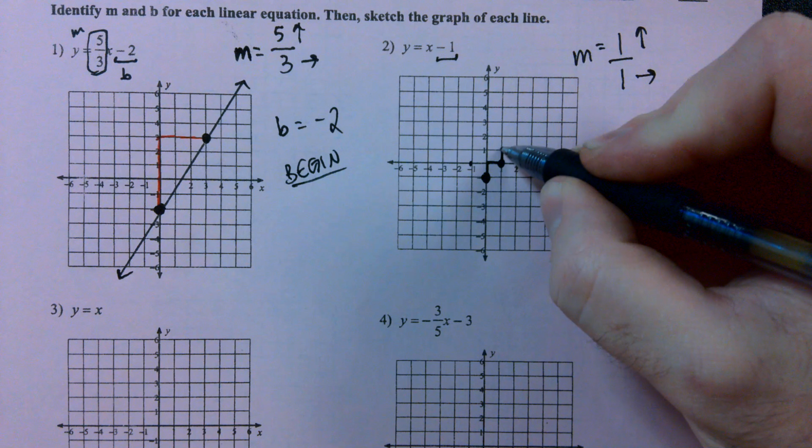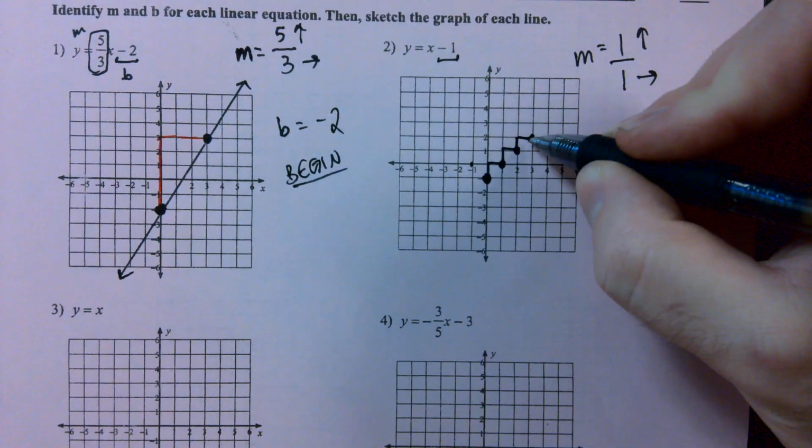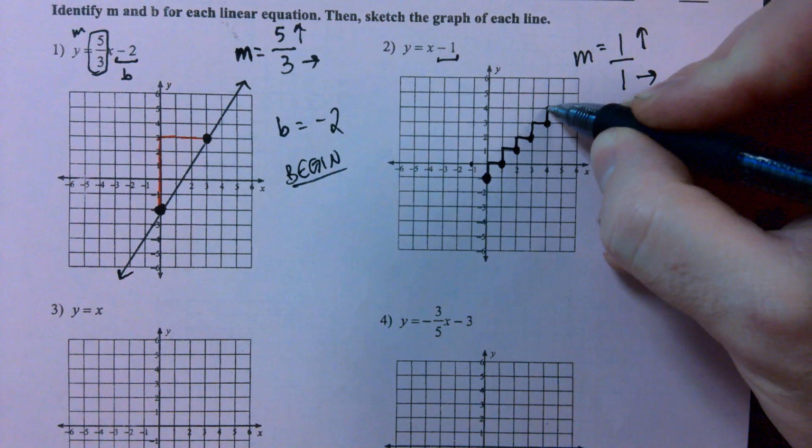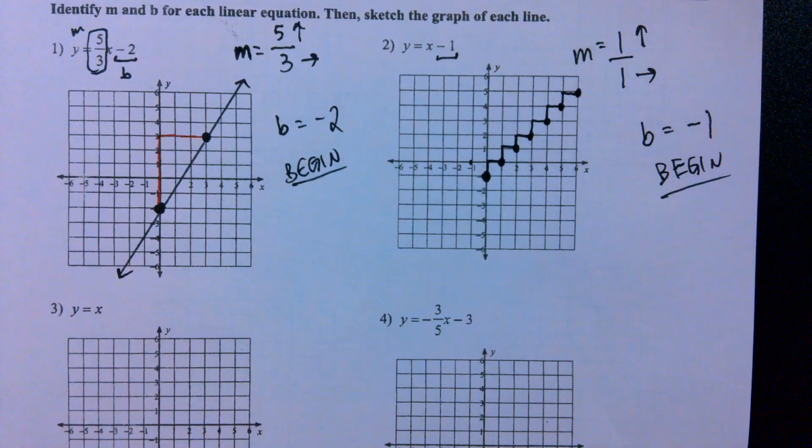Up 1, right 1, and make a dot. And I'm going to continue. Up 1, right 1, dot. Up 1, right 1, dot. Up 1, right 1, dot. Up 1, right 1, dot. You guys get it, right? I don't have to keep saying this.